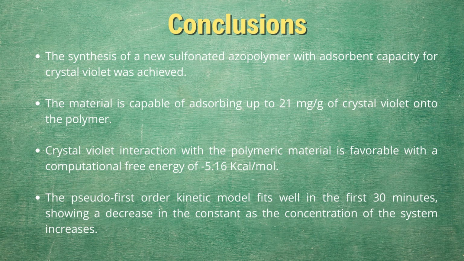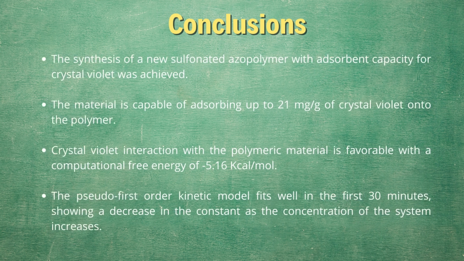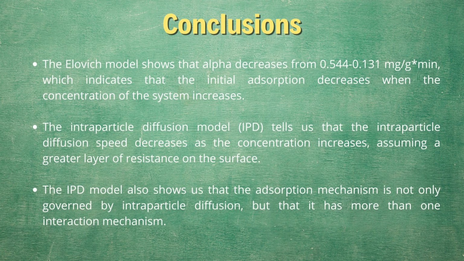Conclusions. The synthesis of a new sulphonated azopolymer with adsorbent capacity for crystal violet was achieved. The material is capable of adsorbing up to 21 mg per gram of crystal violet onto the polymer. Crystal violet interaction with the polymeric material is favorable with a computational free energy of -5.16 kilocalories per mole.